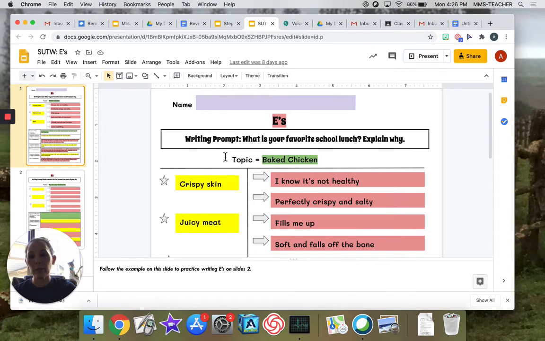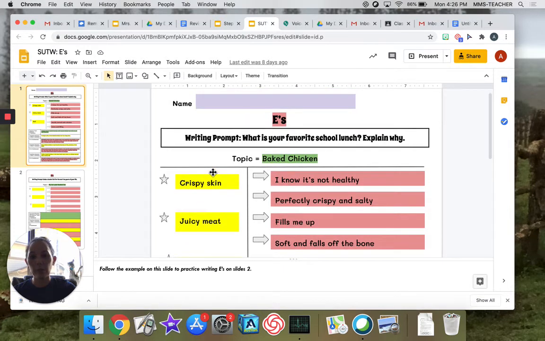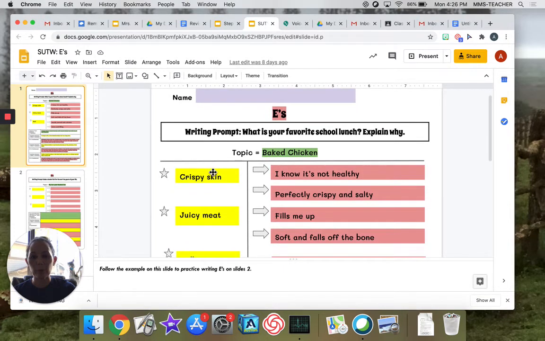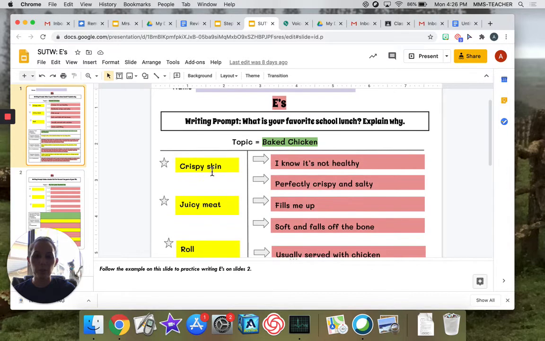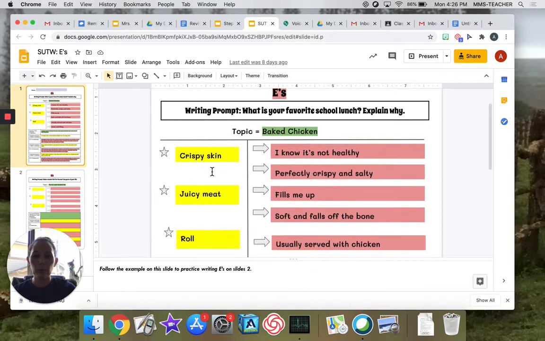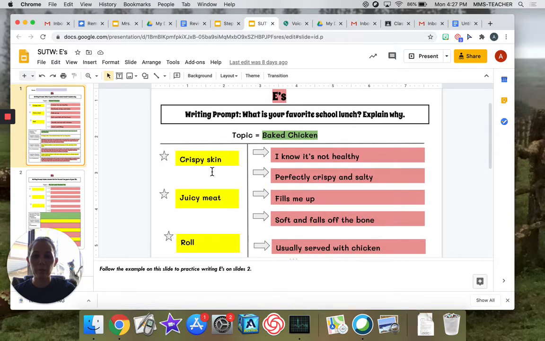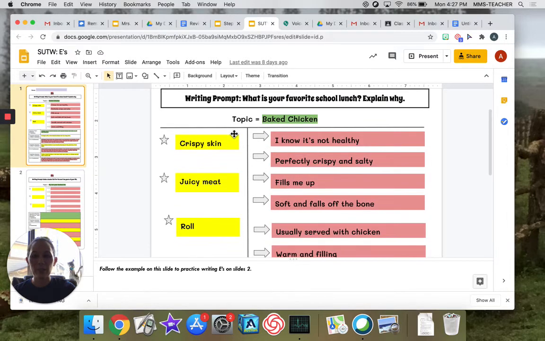For your homework, you're going to go to your E slides, and the first slide is actually an example slide for you, just like the other day's homeworks. So the E's, here's an example of what you need to do. So the writing prompt, and we're using the same writing prompt from the other day. What is your favorite school lunch? And explain why. So here's the same T-chart.